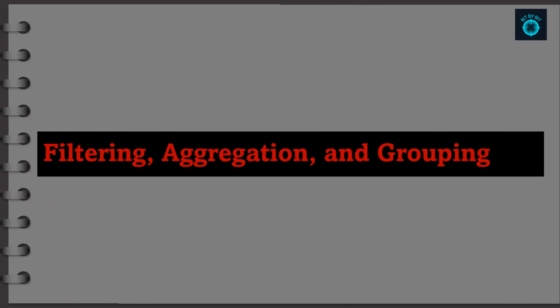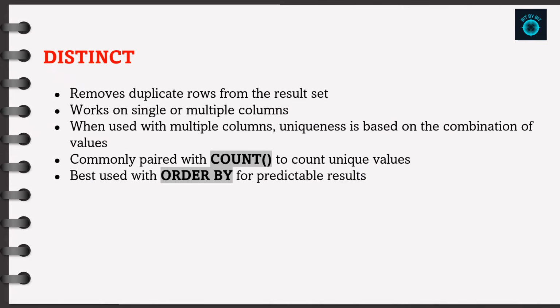Filtering, aggregation, and grouping. Distinct. The distinct keyword in SQL removes duplicate rows from your query results. When you select a single column with distinct, it returns each unique value only once.